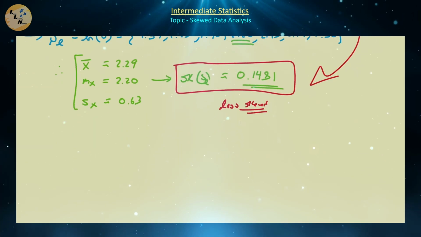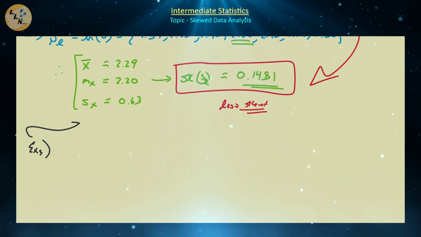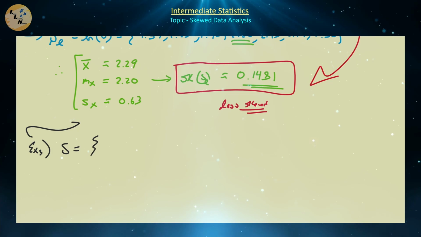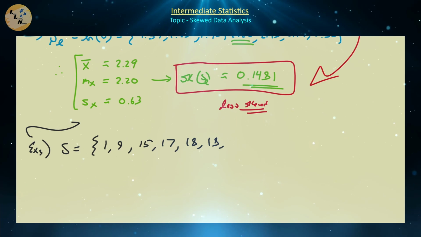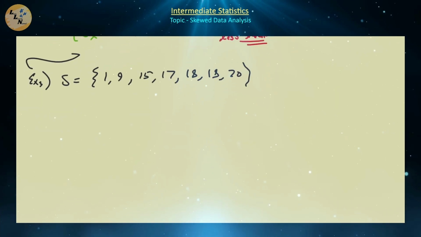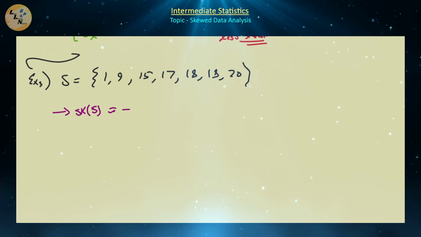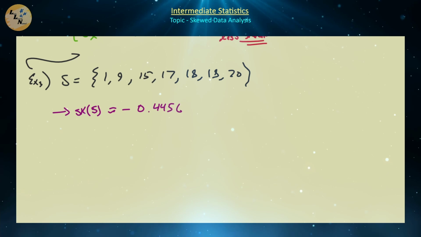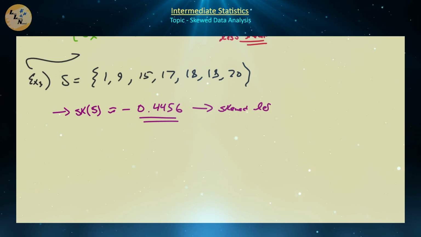Now let's look at another data set and see what we have going on here. So let's call it example 3. So we have data set S, which is equal to 1, 9, 15, 17, 18, 18, and 20. Now, what is the skewness coefficient of this data set? So I'll leave it to you as an exercise to calculate the mean, median, and standard deviation, but you should find that the skewness coefficient of this is approximately equal to negative 0.4456. At least by our definition, that means we have evidence to believe that this data set is skewed to the left, not the right.